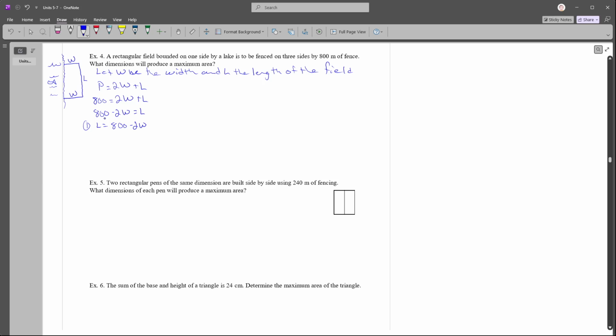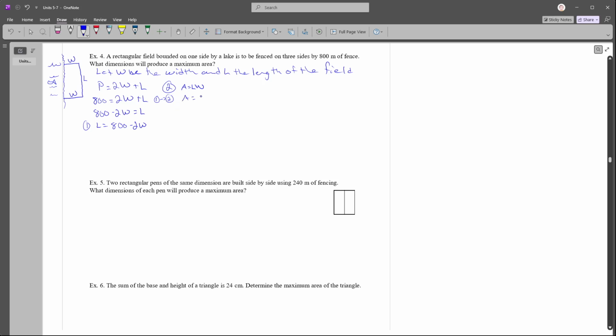What's next? Well, we do know that it has a maximum area. It says so in the question. So that means equation number 2 is going to be area is equal to length times width. Wait, you're like, but don't we have to change it because of this? No, because the area is the actual field itself, and it doesn't care that there's a lake to the side of it. It's not like the lake is on top of the field at all. So the area is still the area. We don't know the values, but we do have something that we can substitute in. So we are going to substitute 1 into 2, just like we did in the previous questions.